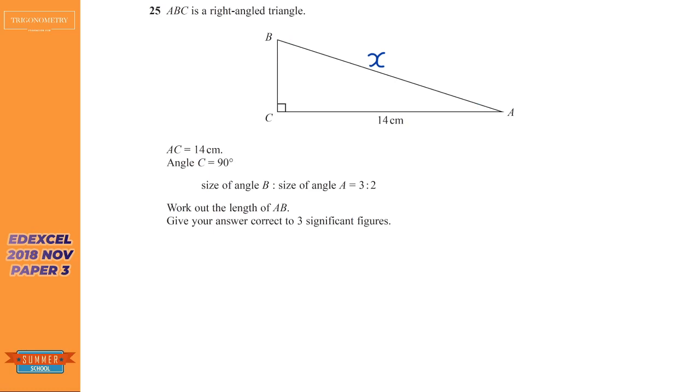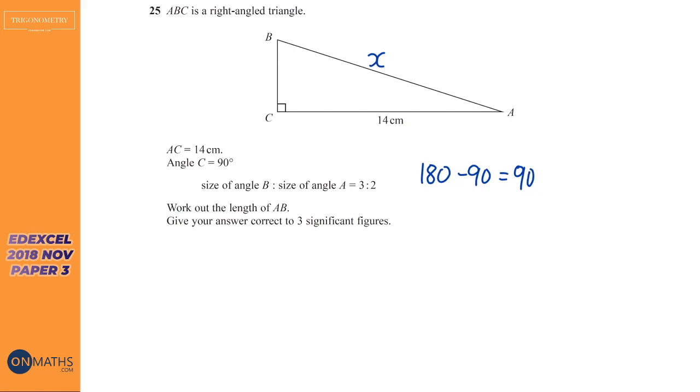So what we need to do first of all is work out what both the angles add up to, and it's really simple. Do 180 take away 90, because we know that 90 degrees is already there, and we know angles in a triangle add up to 180, and that equals 90. So angle A and B add up to 90. Okay, that's the first thing we do.